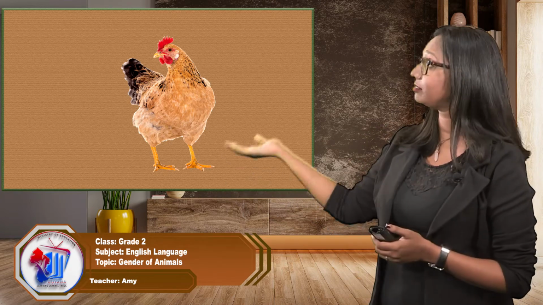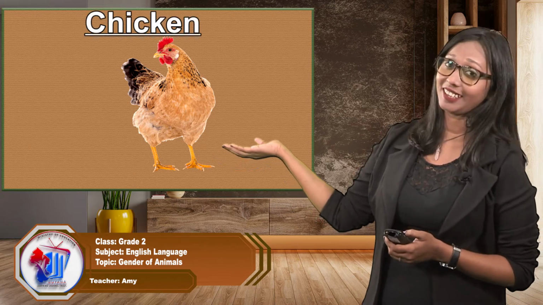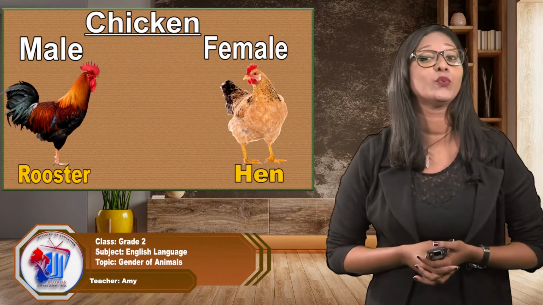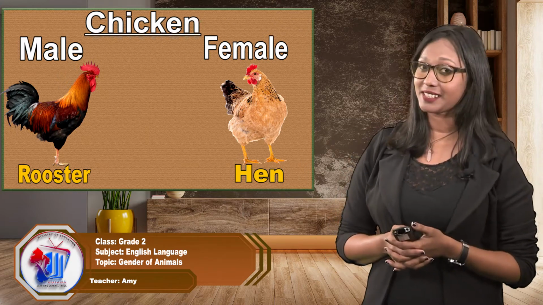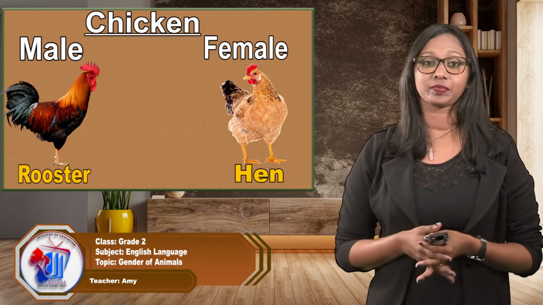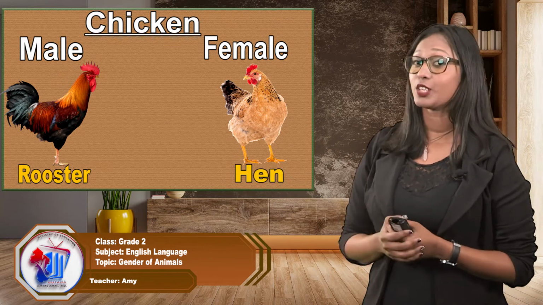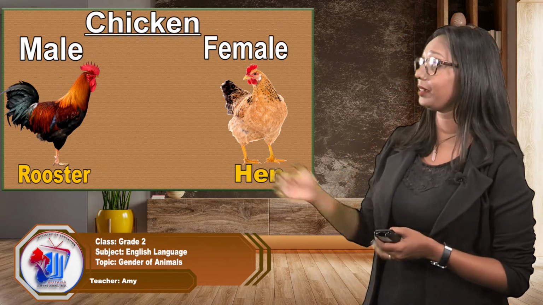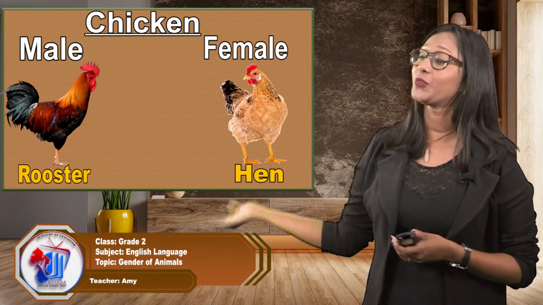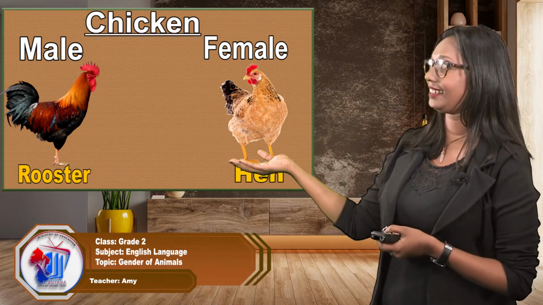Here you have many persons. We call this animal a chicken. But the male for this animal is Rooster. What is the male for this animal? A rooster. And the female is called hen. So when you see this animal and it's a male, what do we say? Rooster. And the female is a hen.